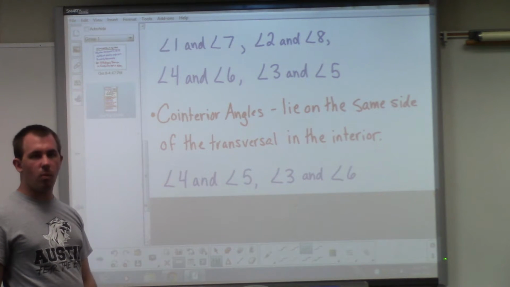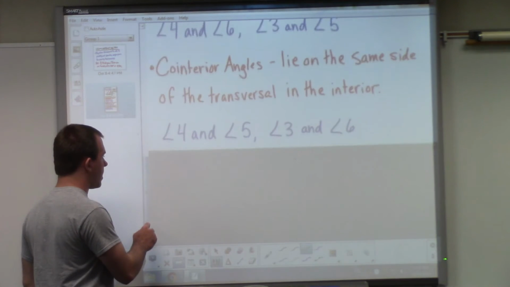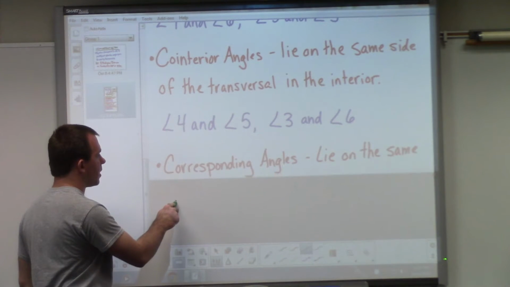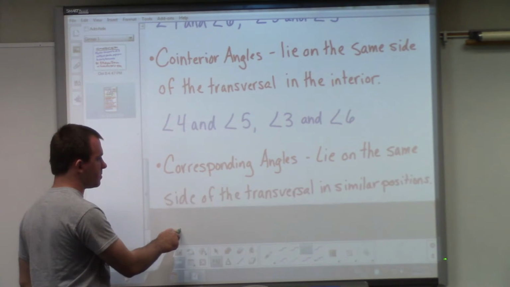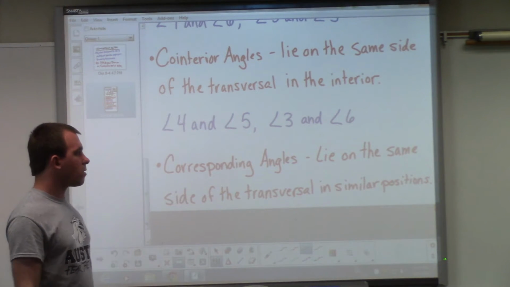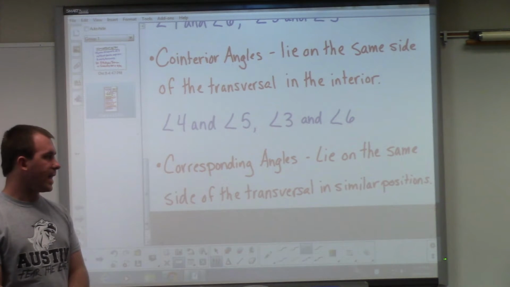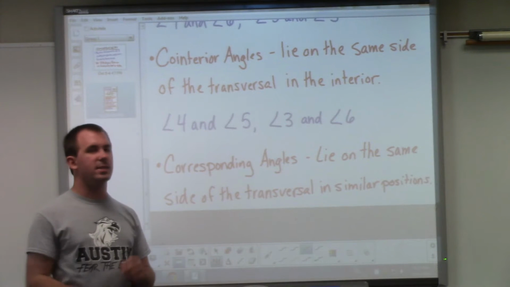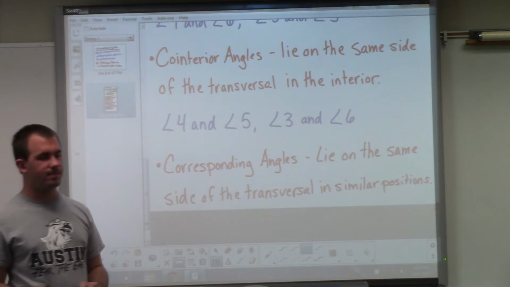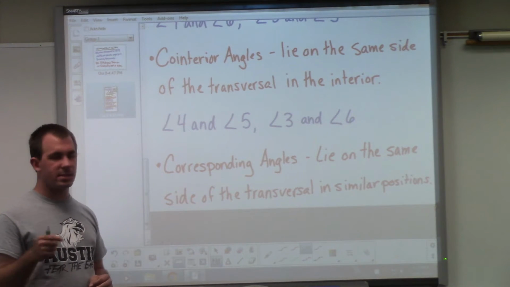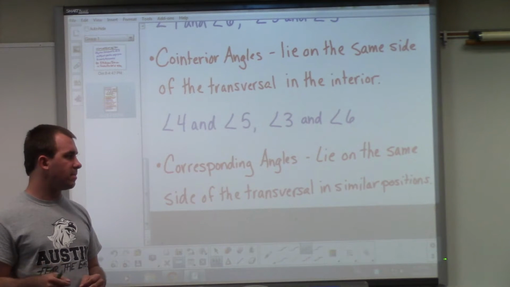And then there's just one last type of special angle pair. These are corresponding angles. Corresponding angles lie on the same side of the transversal in similar positions.